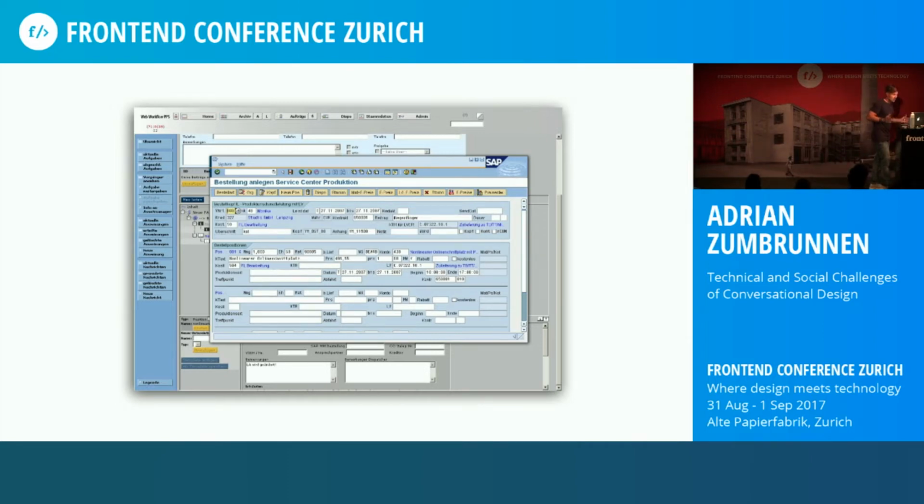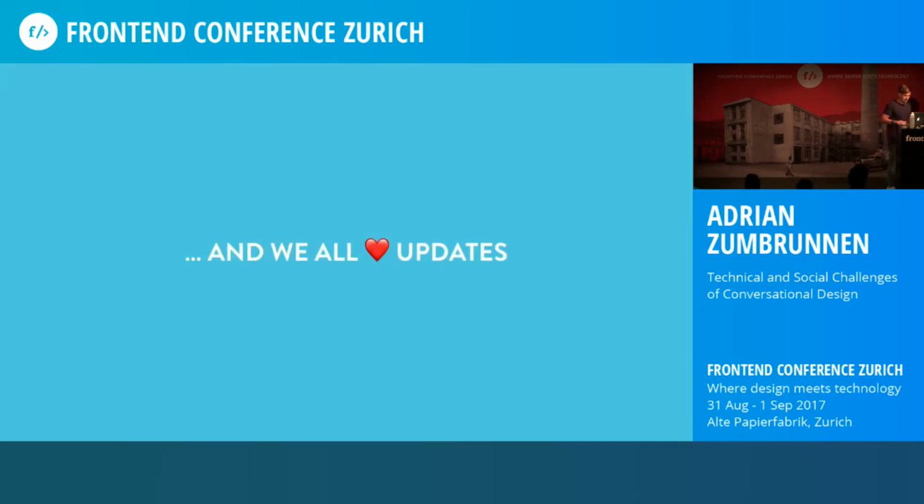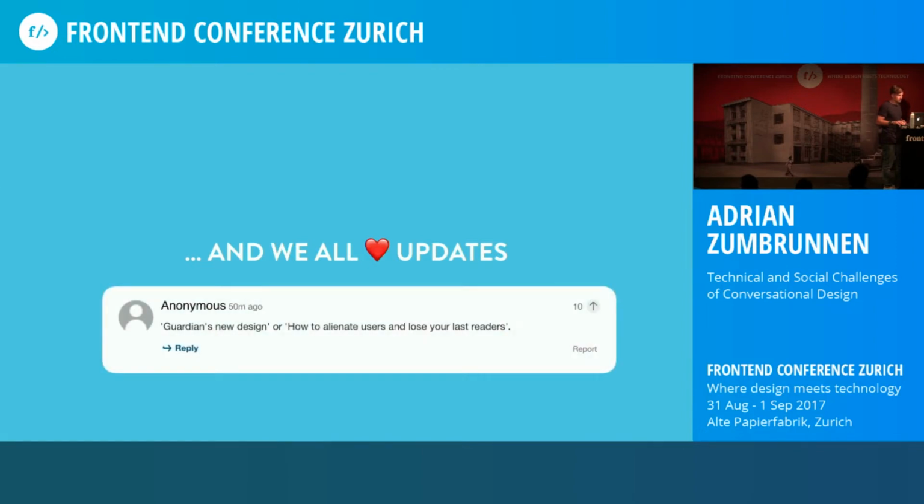So life seems great until updates come along. And we all love updates, right? All of a sudden, the blue button is gone. Now everything is black and white, no more shadows, it's just flat. So how do people react to this? Guardian's new design, or how to alienate users and lose your readers, right? So these comments, they are really hard to digest.